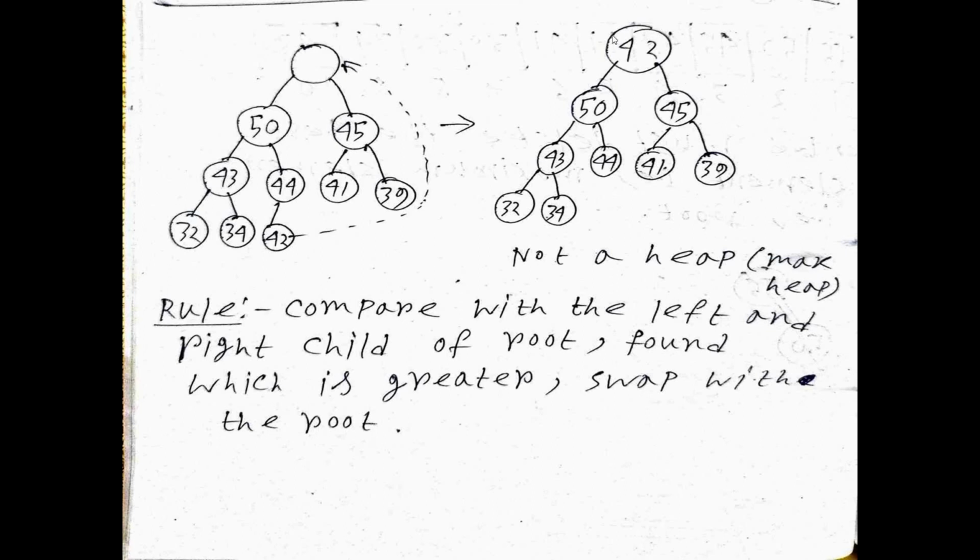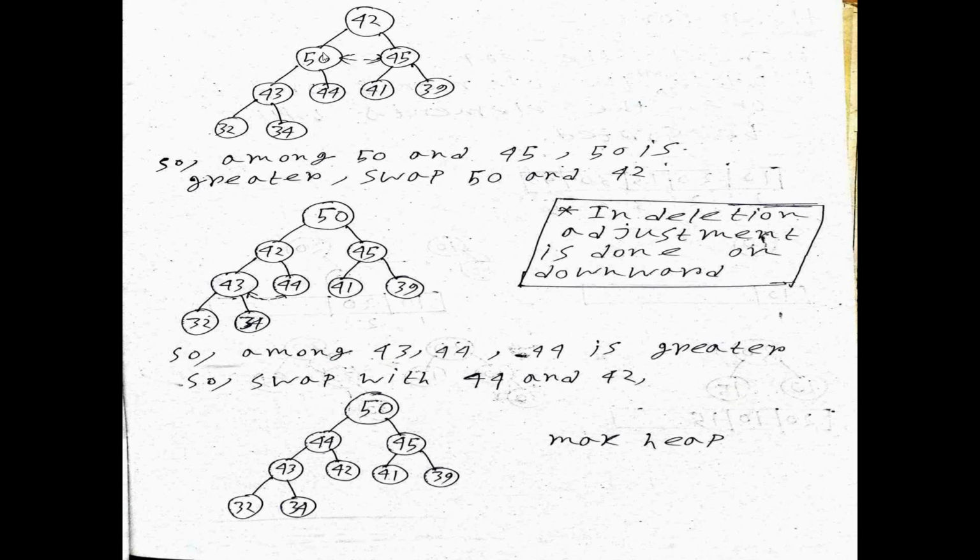Now how can we make it a max heap? First of all, the rule says to compare the left and right child of the root. That means we compare the left child and right child, 50 and 45. Then find which is greater. Which is greater among 50 and 45? 50 is greater. Swap with the root. That means we swap 50 and 42.